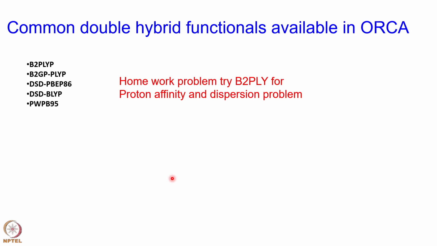but you may try your own. So, now the homework problem for you will be to recalculate the proton affinity value that we have already done, and remember you still have to do it with M062X and MP2. We have not done it, that was a homework problem. So, that you also should do using B2PLYP, and the dispersion correction problem that you have done for the argon dimer, that you also should try using B2PLYP. So, this will be your homework problem.